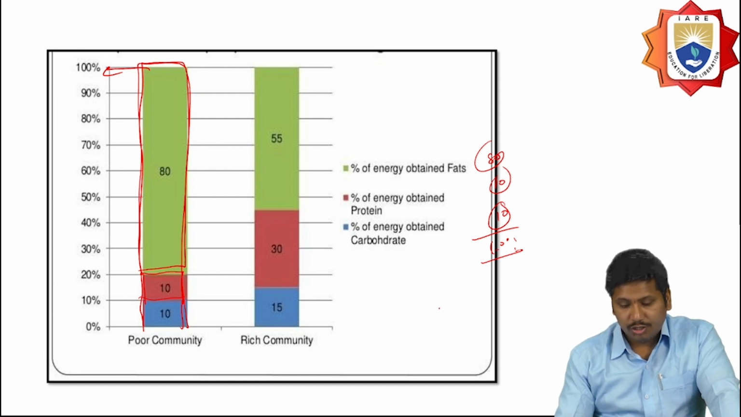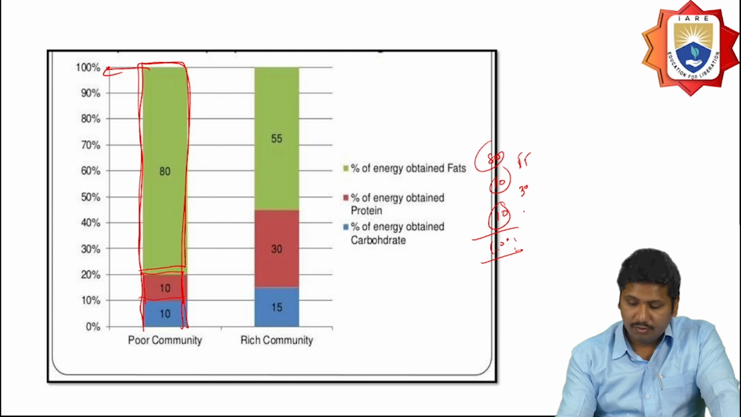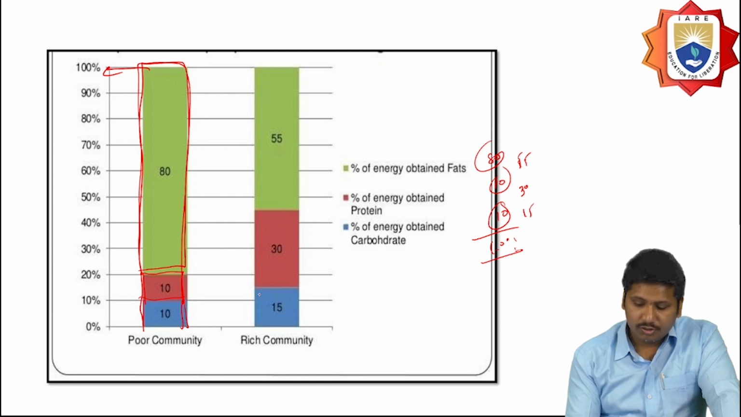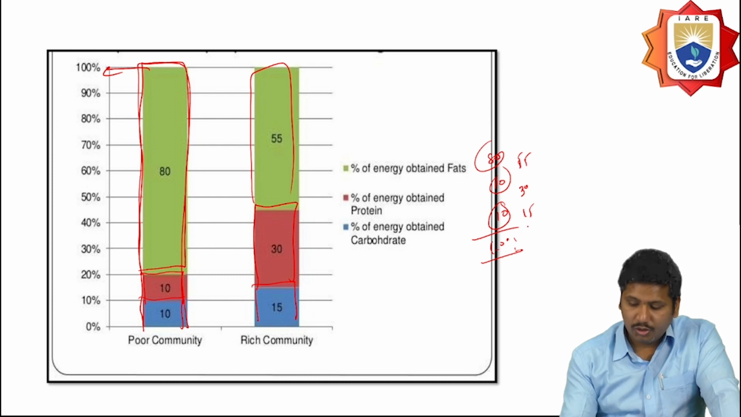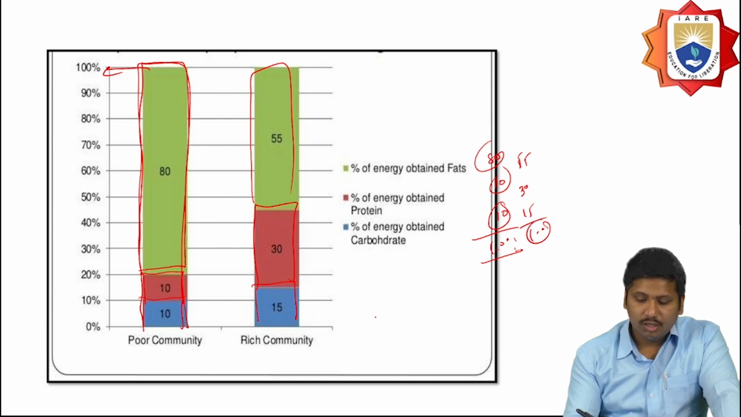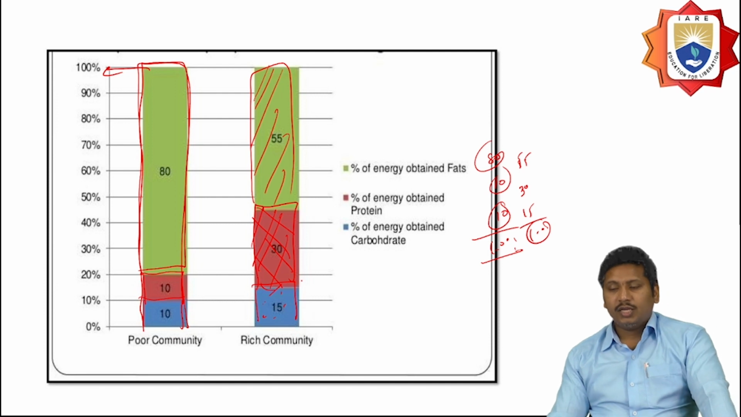in the rich community also. For that the energy from fat should be 55, then 30 and then 15. So for that, first draw this 15, then 30 and then 55. If I add, it should also be equal to 100, and then make shades of different patterns. I have to make use of this to make the picture very clear.